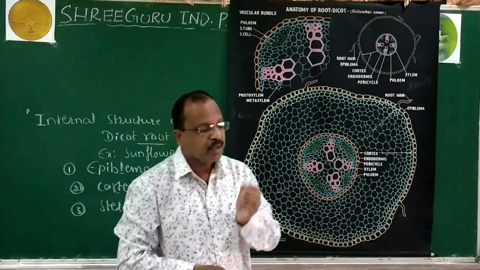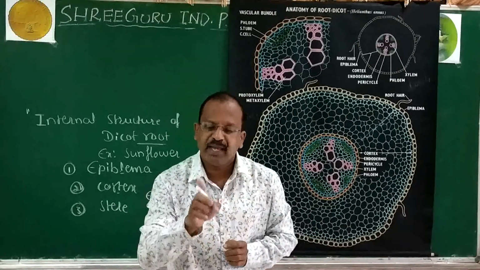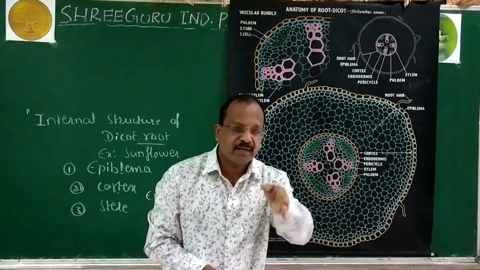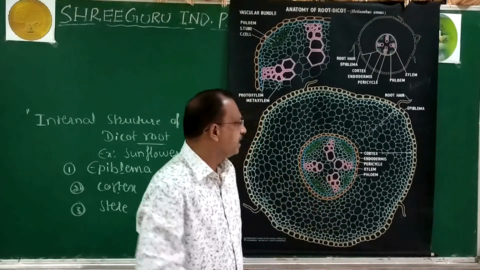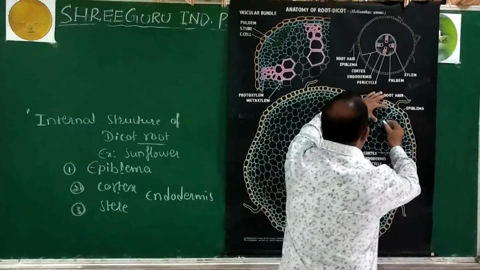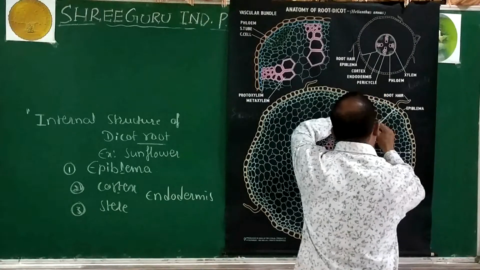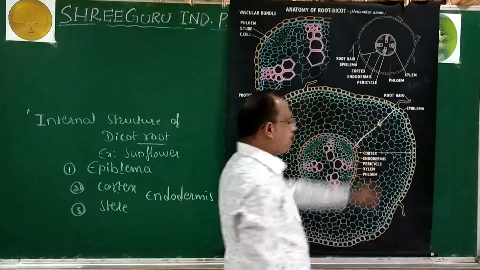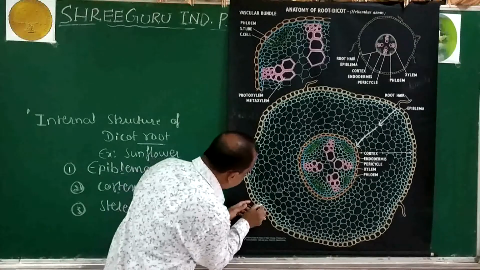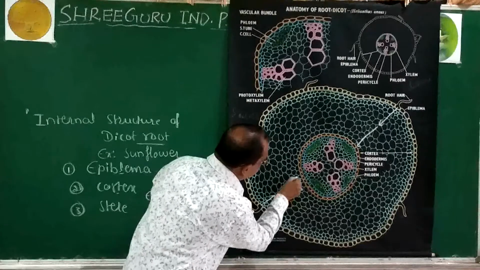You know already, the main function of the parenchyma is storage of food. But in addition to that, these parenchyma cells help in the radial conduction of water.